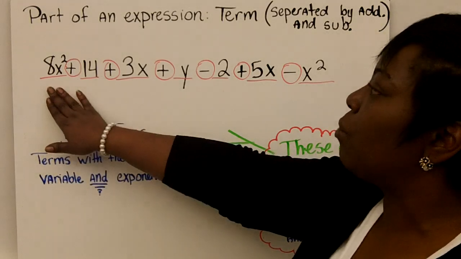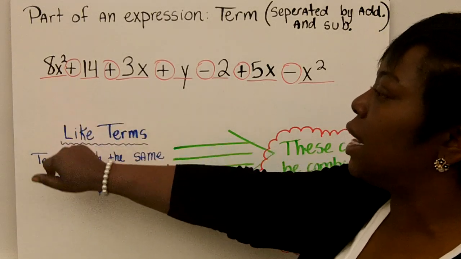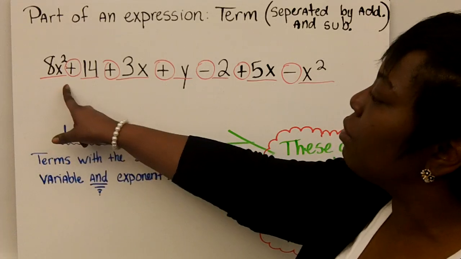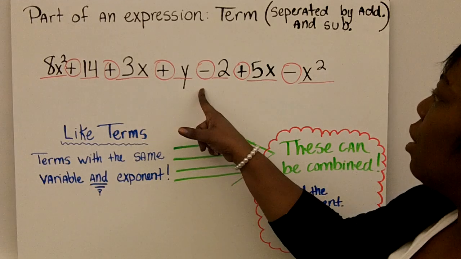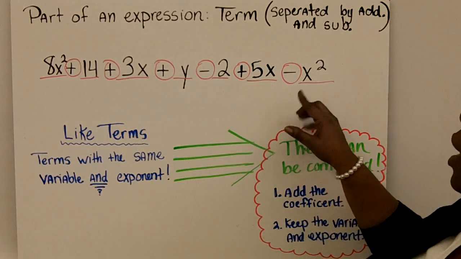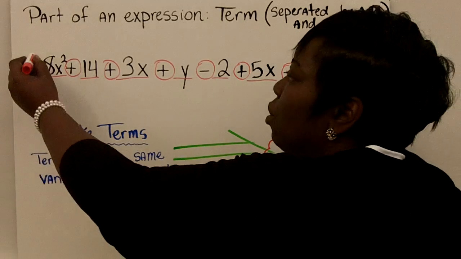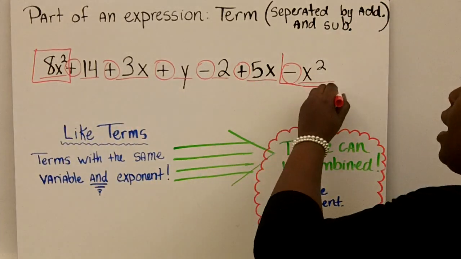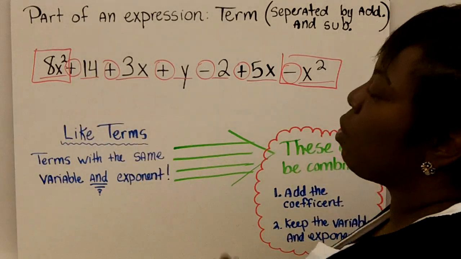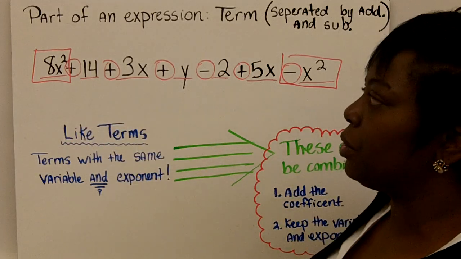If we look at the first term, we have 8 times x to the second power. So as we read the rest of this expression, we're looking for a term that also has x written to the second power. And here it is. So 8x to the second power, take away x to the second power, are what we would call like terms.